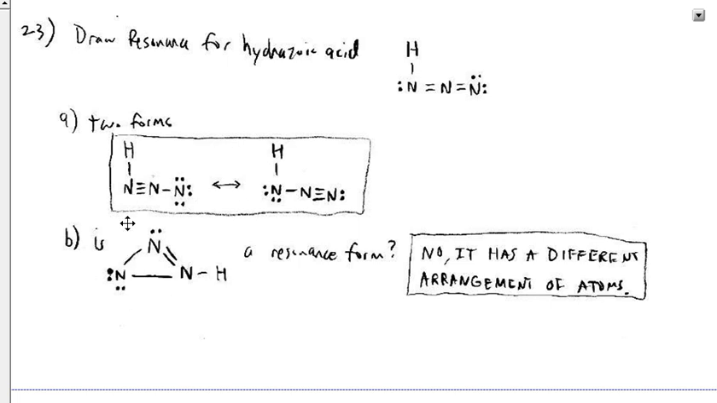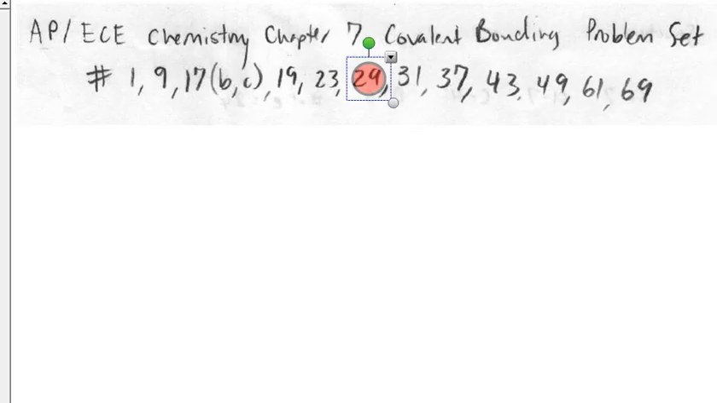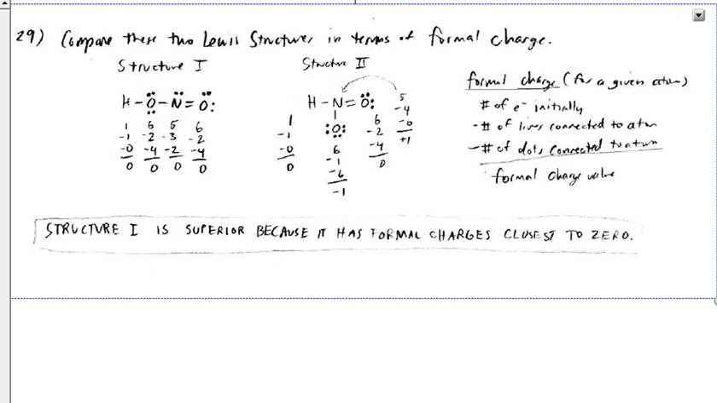Is this considered, part B, a resonance form? And the answer is no. You're not following the general format. You're actually starting to make a ring within this, and by making a ring within this, you're not using all of your electrons. You're changing the arrangement of the atoms, so this is not a resonance form. Let's take a look at problem 29.